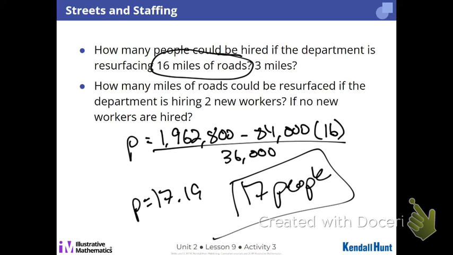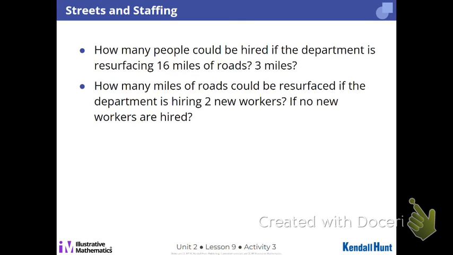Well, I'd like to hire 19. Well, they just have a little left in their budget, right? 0.19 isn't a full person. So if there's that little bit of money left, what should they do with it? Buy a school. Pave a little more road, probably, right? No, pay for a library. All right.